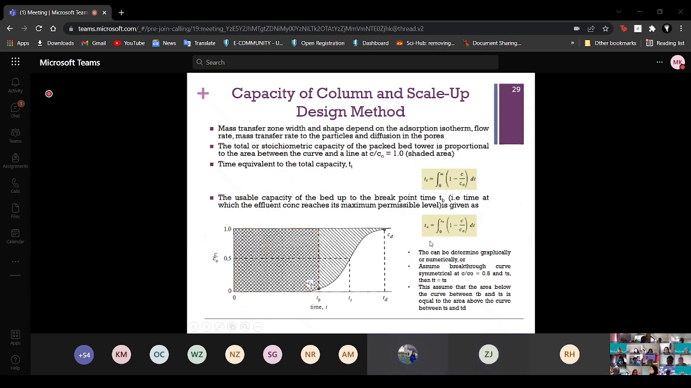Tak ada. Alright. So you dapat area A1. So now you want to find the area A2. So you know that this TT is area A1 plus area A2. So now you want to find area A2. So A2 sini, how to find it? Okay, it's very easy. Method ni boleh guna untuk adsorption saja. Jangan guna untuk subjek lain.